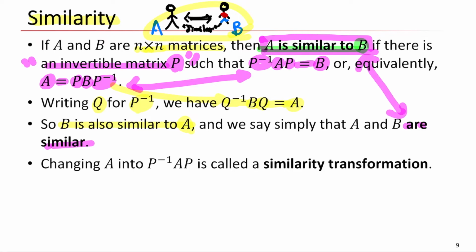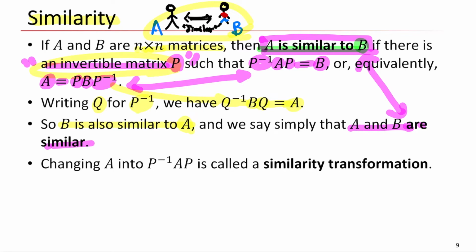In other words, A is similar to B and B is similar to A, or A and B are similar. Okay, so if there is the invertible matrix, right? So this is the definition of the similarity between two matrices, right?